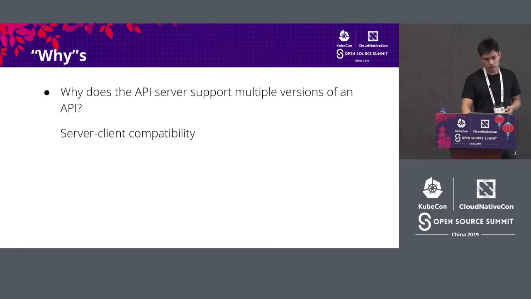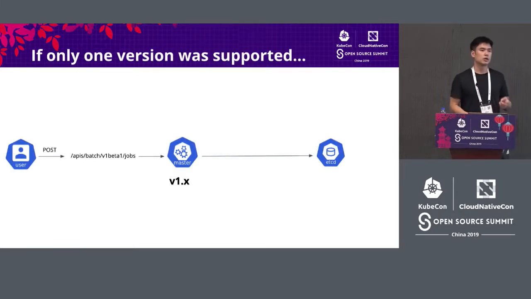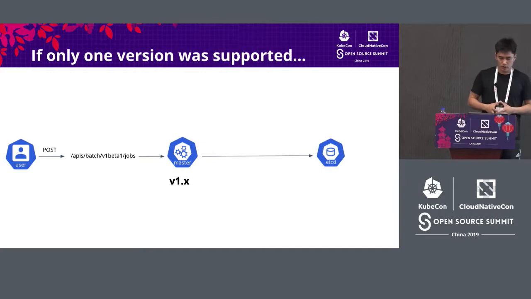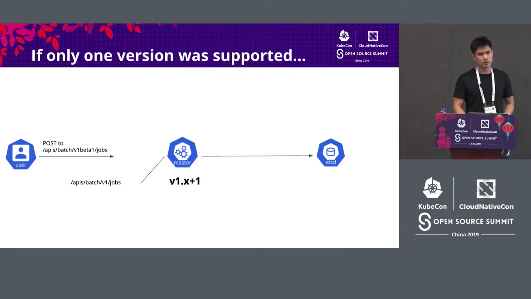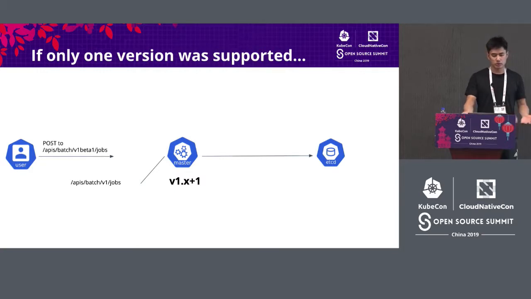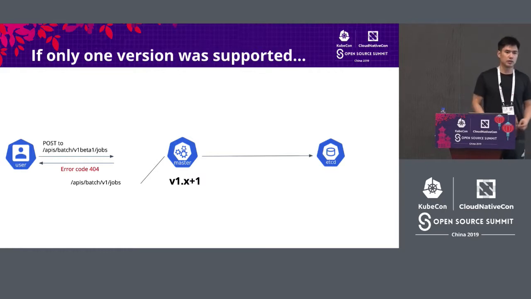Let's look at an example. Suppose the API server only supports one version at a time, and this API server is at version 1.x. You have a client which is talking to the batch v1beta1 endpoint. Once you upgrade your API server to the next version, and suppose it only supports one version, and the batch API has graduated from v1beta1 to v1, then suddenly your clients will stop working. They will get all 404 responses, because v1beta1 isn't available anymore.